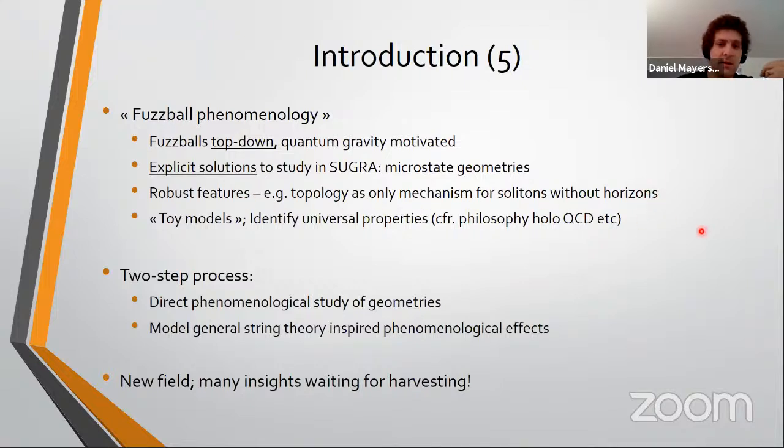And so I mentioned topology as a mechanism for having solitons without horizons, right? So we want to be identifying these universal properties in these models that might give rise to smoking guns of string theory microstructure, right? This philosophy is not new in the sense that this has been done before. For example, in AdS/CFT, when people were looking at holographic QCD, actually, this is still a field that exists, of course, and also in holographic condensed matter, what people do is not try to say, well, I think I have the holographic dual to QCD.